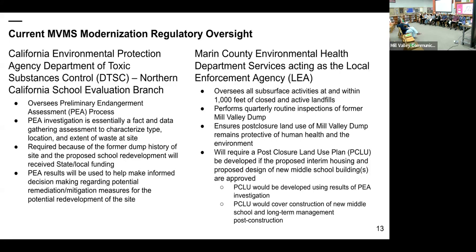The PCLU, post-closure land use plan, will be developed utilizing the results of the preliminary endangerment assessment. And as I previously stated, the PCLU covers the procedures for construction and long-term post-construction monitoring of the site. Next slide, please.